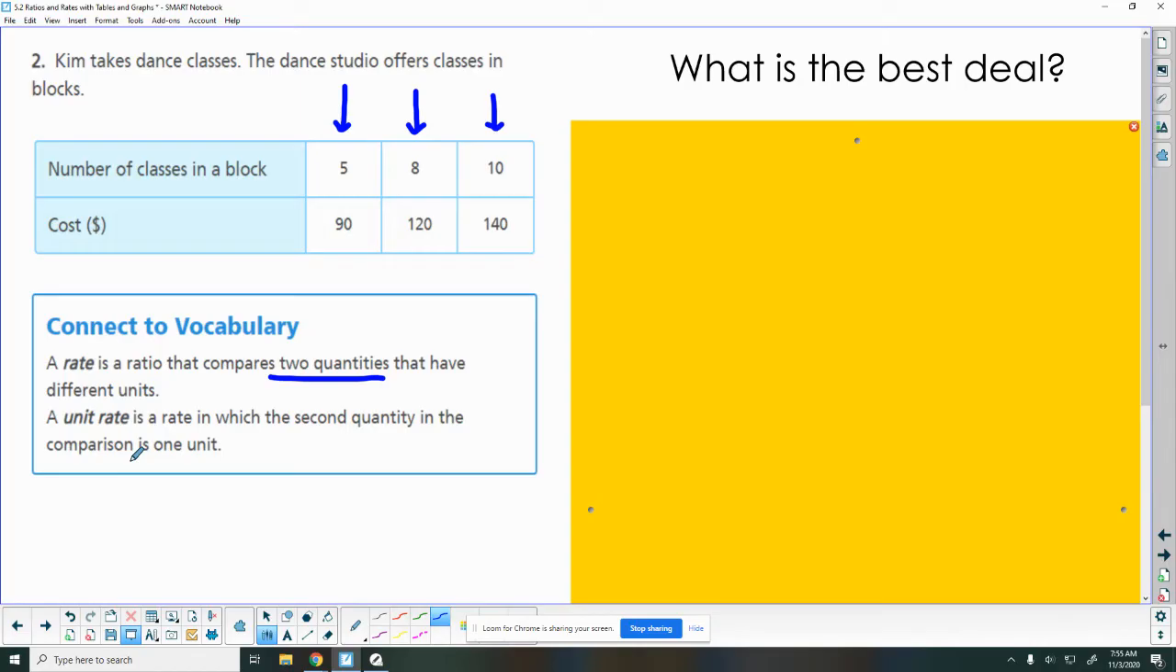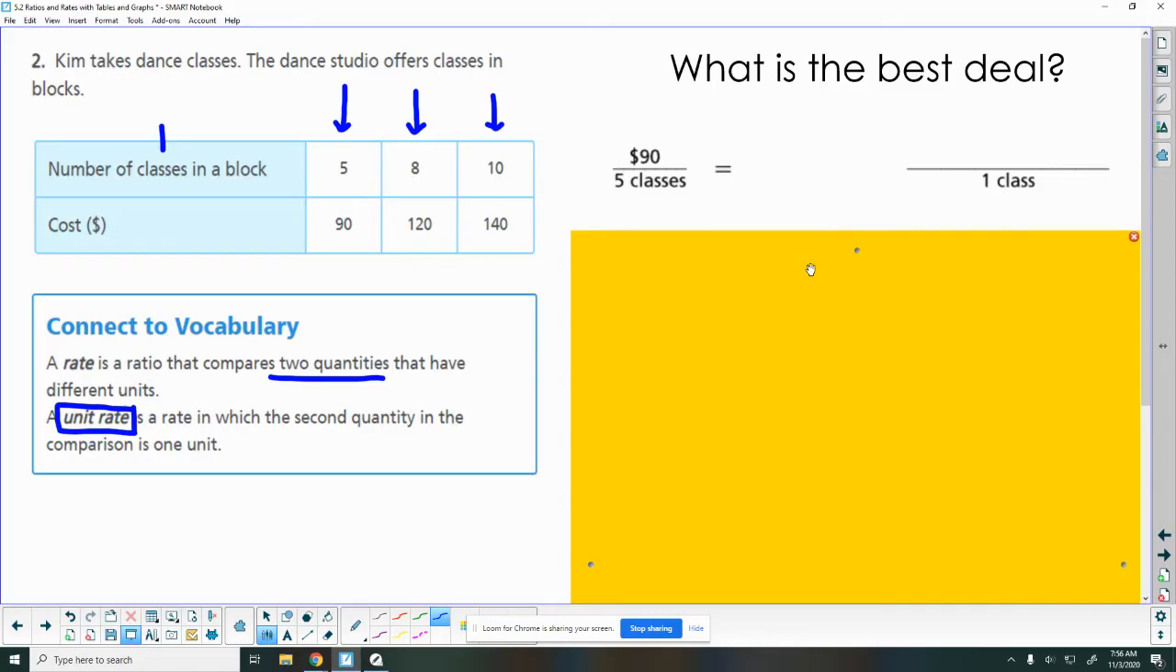So those are all just the rates. The unit rate is going to tell us how the second quantity as a 1. So if I was just talking about one class and I wanted to find out how much one class cost, that would be the unit rate. The unit rate is what helps us figure out which is the best deal.